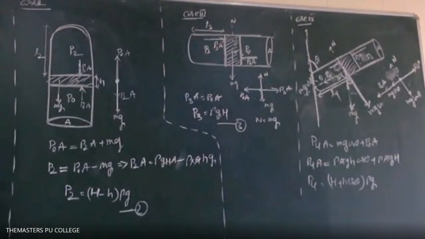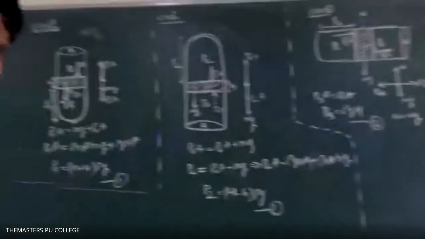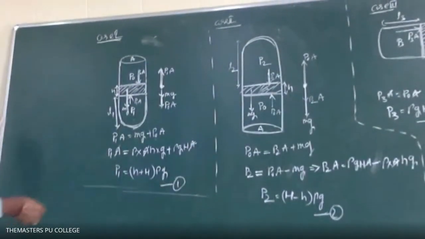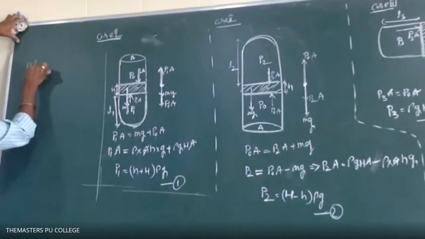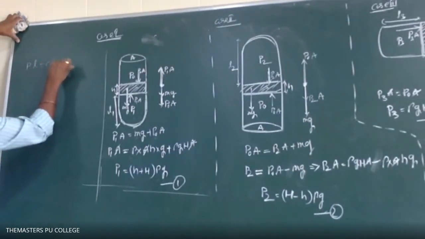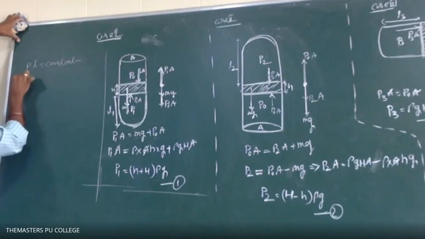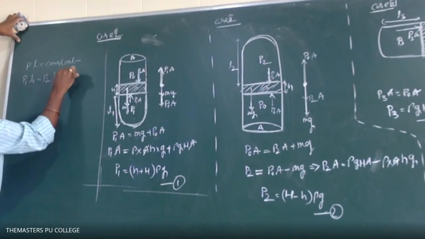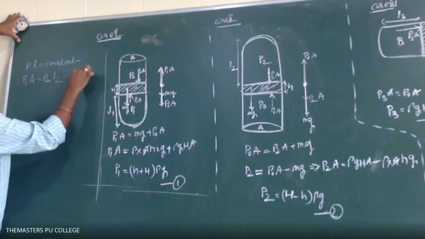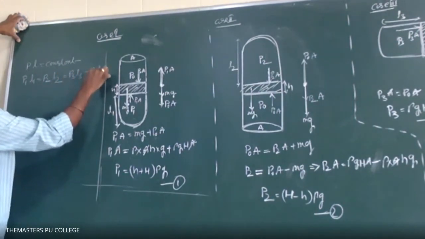So from Boyle's law, what can we write? Observe clearly. From Boyle's law, P into L is equal to a constant. So therefore P1 L1 is equal to P2 L2, which is equal to P3 L3, which is equal to P4 L4.